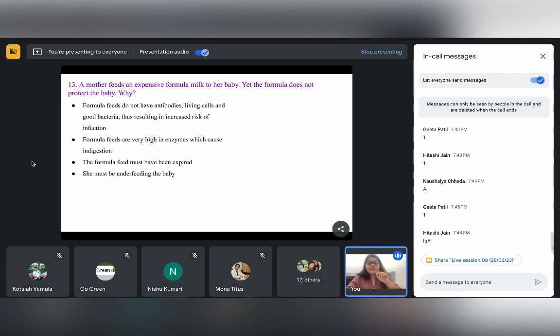We have talked about the composition of breast milk. We have seen that there are different kinds of antibodies. There are different kinds of beneficial bacteria which are present. Can anybody tell me what is present in breast milk that is helping in the growth of beneficial bacteria? We have gone through all of these in the composition of breast milk. Anybody? Am I audible? Yes, ma'am, but we don't know the answer.